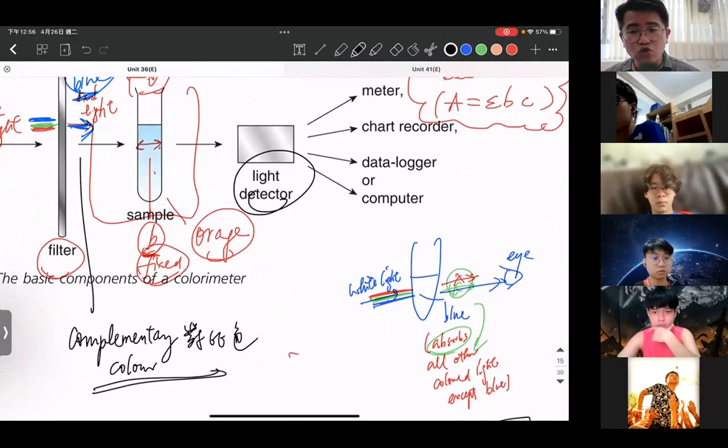Of course, you cannot choose blue light. Why not? Because blue light will not be absorbed by blue solution. So that's why we call that red and green mixed together, that light, we call that complementary color, 對比色, which is just the opposite of that color. The color that will be totally absorbed by that blue solution. So we call it complementary color.